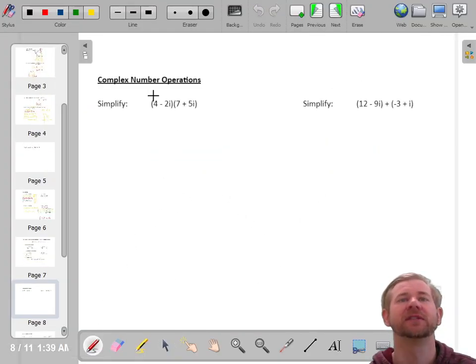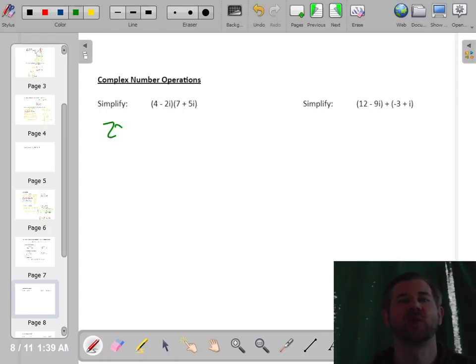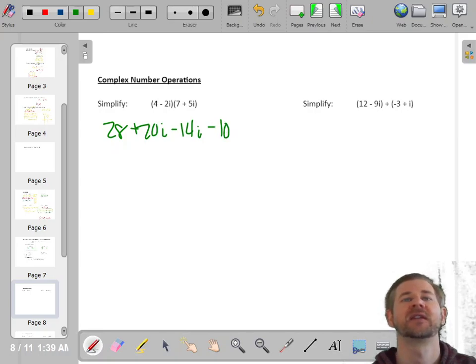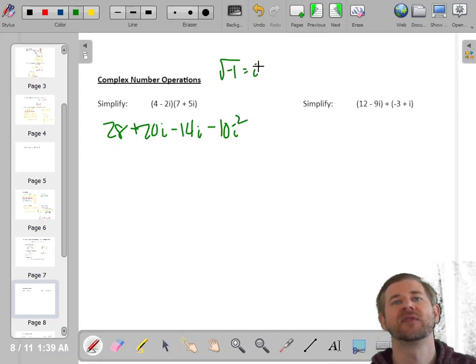Complex number operations, let's FOIL. 4 times 7 is 28, 4 times 5i is 20i. Negative 2 times 7 is negative 14i. And negative 2 times 5i is negative 10i squared. And what you need to remember is that the square root of negative 1 is i. So i squared is actually negative 1.